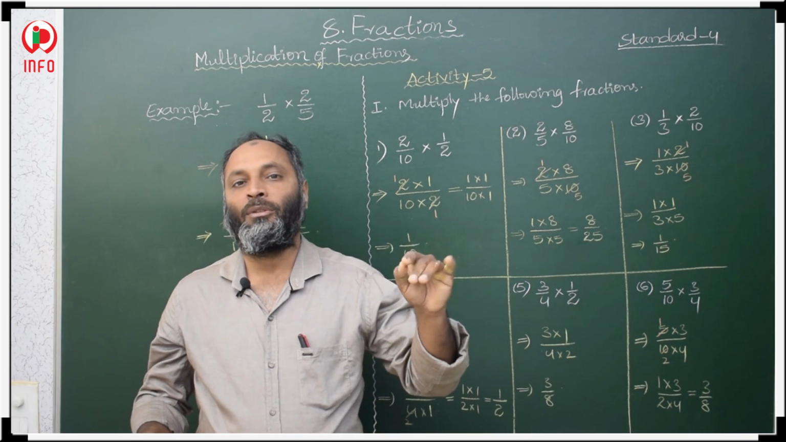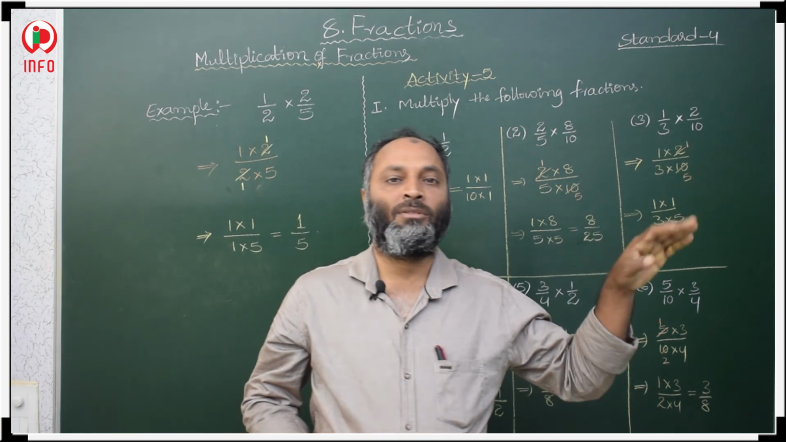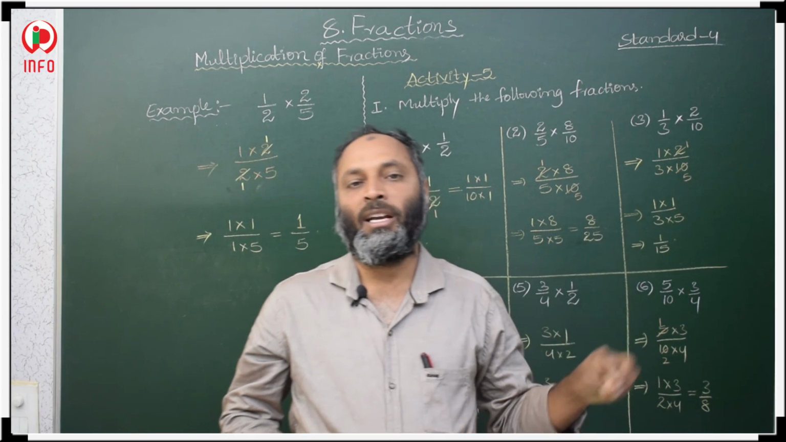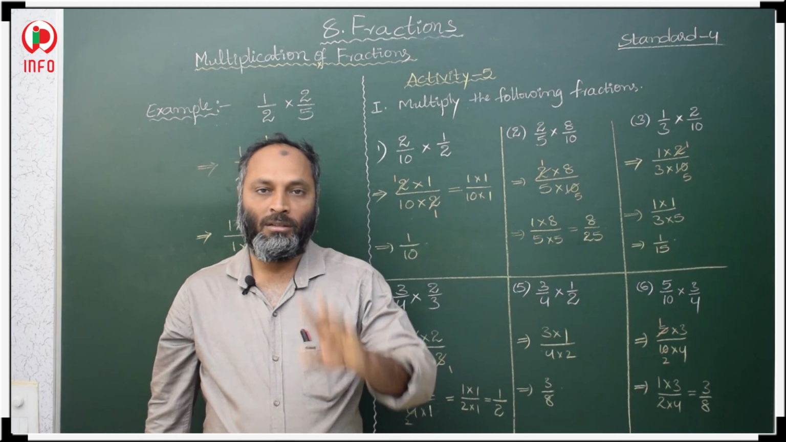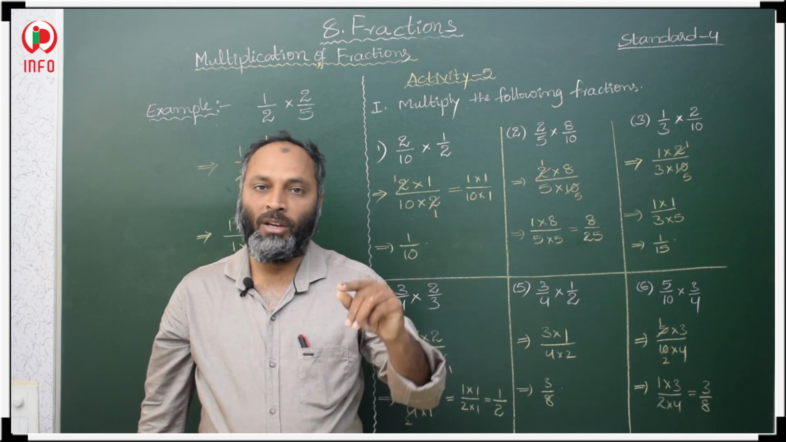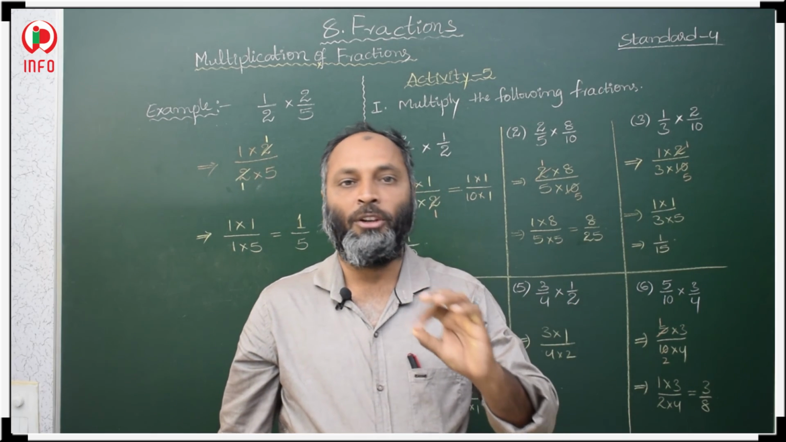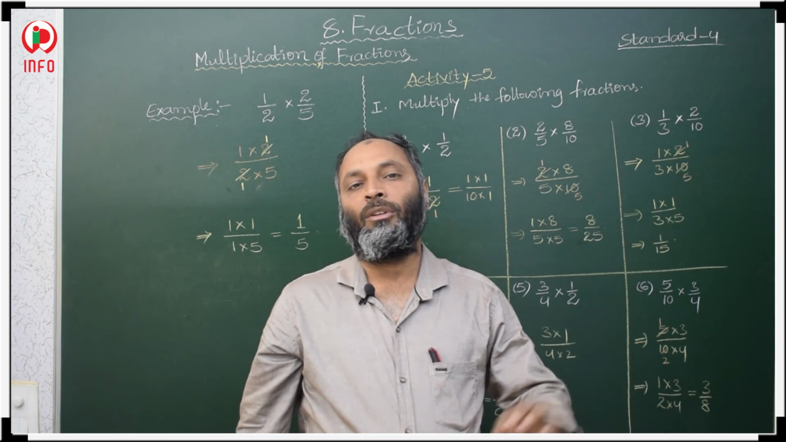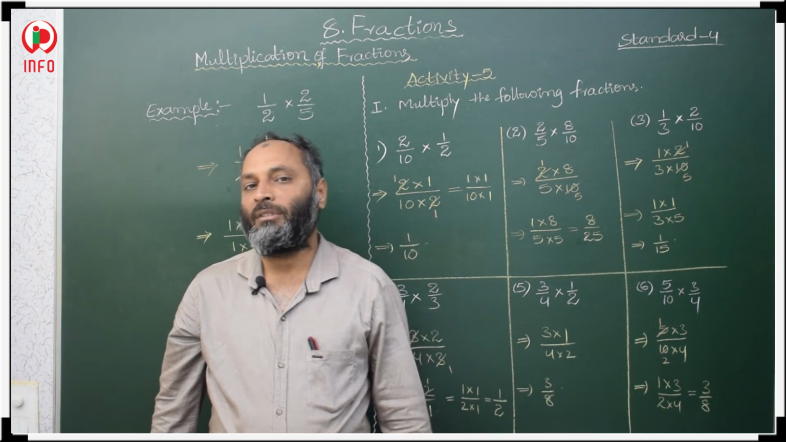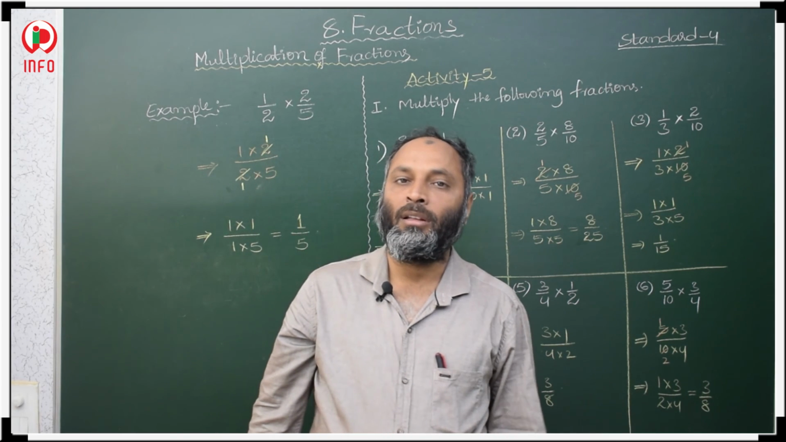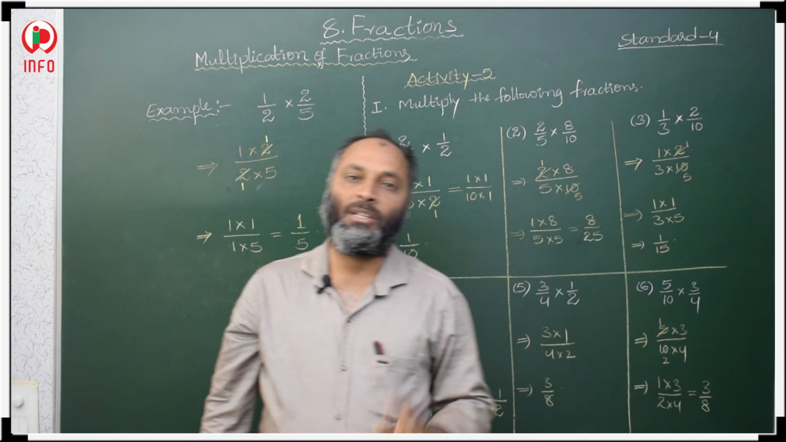For addition, 1 by 2 plus 3 by 4 is given. It is not like 1 plus 3 and 2 plus 4, just adding numerator with numerator and denominator with denominator. That is not correct. In addition we have to take the LCM and add. But in multiplication we multiply all numerators once and all denominators, and write it in the denominator. This is the concept of multiplication of fractions.